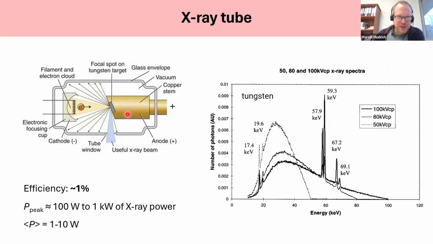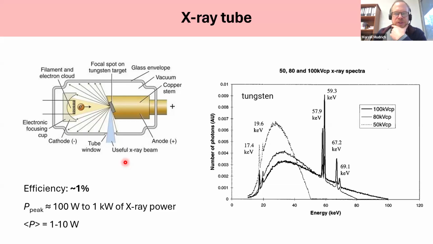And one reason to still use these X-ray tubes is that their efficiency is actually quite decent. We're talking about 1% conversion efficiency of electrical power into X-ray generation, which easily provides 100 watt or even kilowatt of X-ray power by very simple means. No lasers, just a high voltage power supply, which is much cheaper than buying one of these femtosecond lasers, for example, that we just talked about.